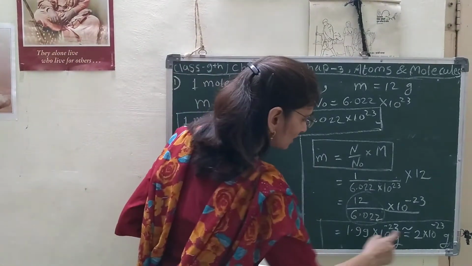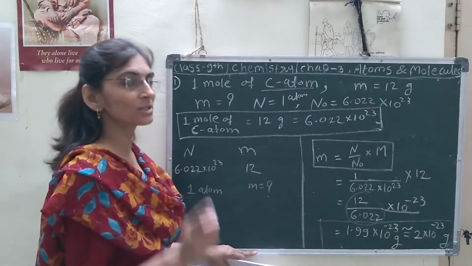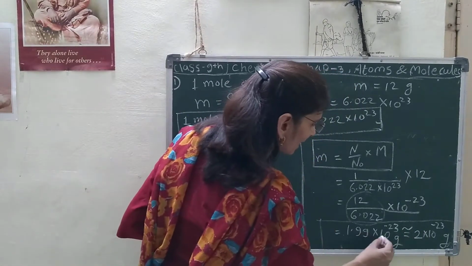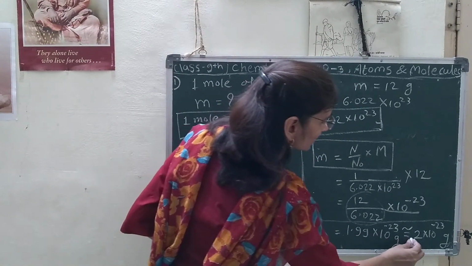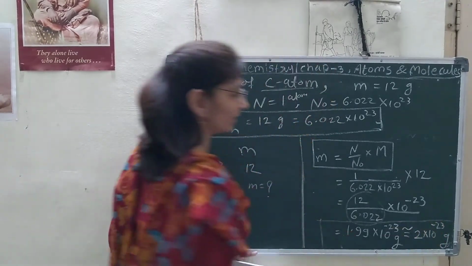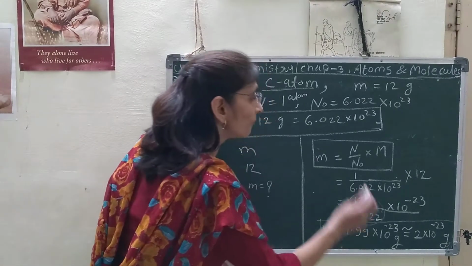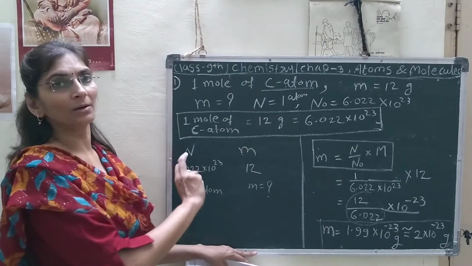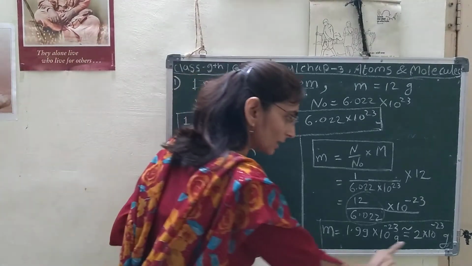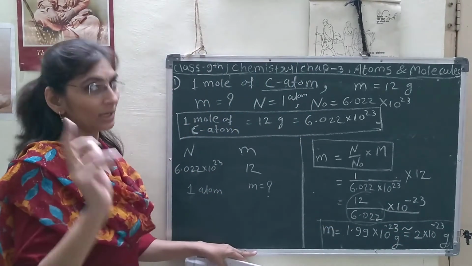And 1.99 is approximately equal to 2 gram, so 2 into 10 to the power minus 23. This will be the answer. This will be the mass of 1 atom of carbon. Mass of 1 atom of carbon is equal to 2 into 10 to the power minus 23 gram.